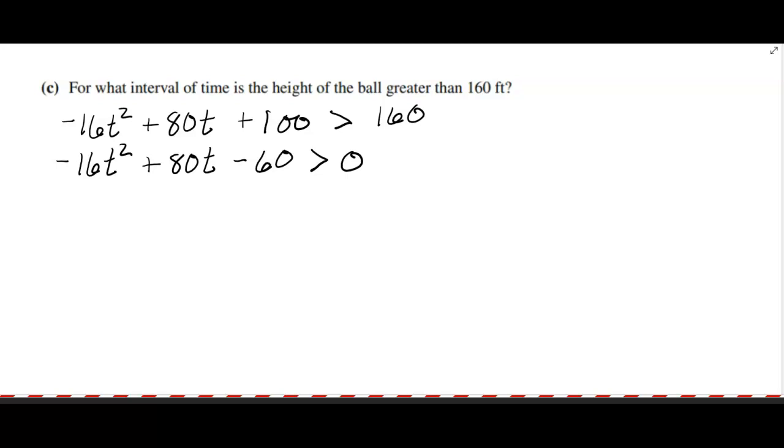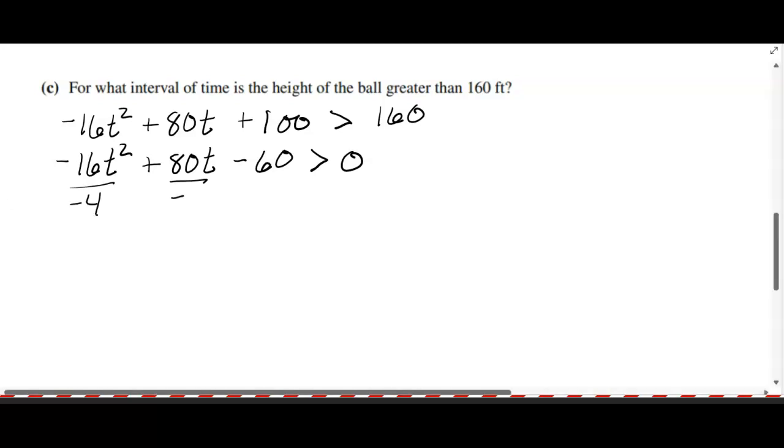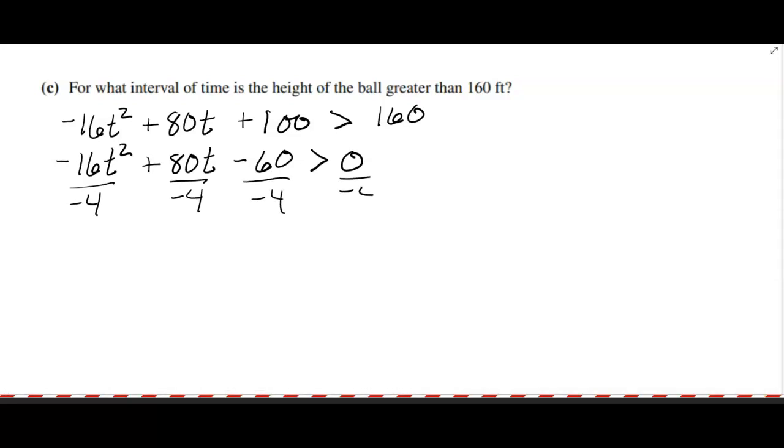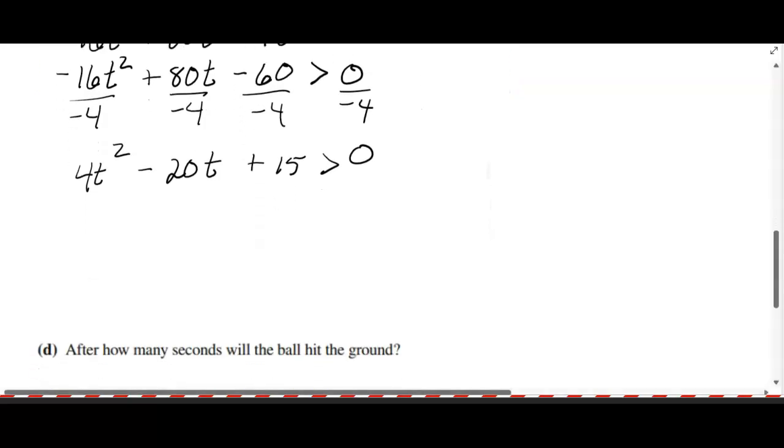When I did this problem, I said, oh, all those numbers are divisible by negative 4. I wanted my leading coefficient to be positive. I was hoping it would factor, but it doesn't factor. Anyway, so you get 4t squared minus 20t plus 15. And you want to know when that's greater than 0. So you have to go to the quadratic formula for this.